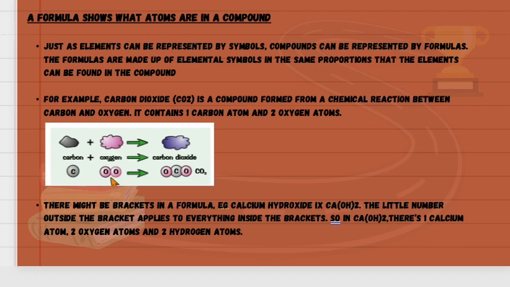There might be brackets in a formula. For example, calcium hydroxide. The little number outside the bracket applies to everything inside the brackets. So in Ca(OH)2, there is one calcium atom, two oxygen atoms, and two hydrogen atoms.